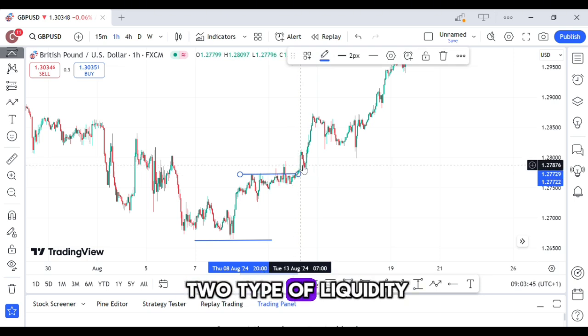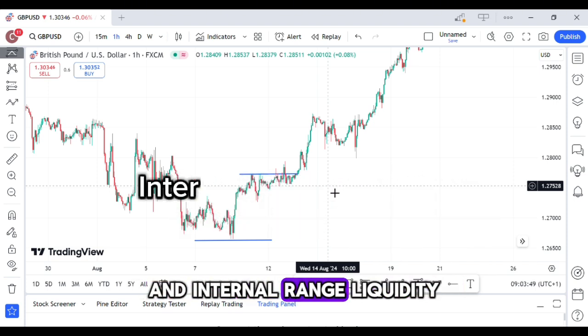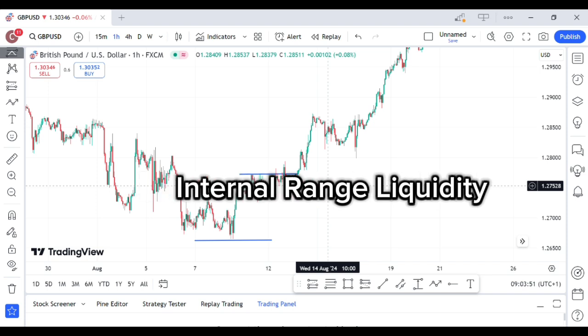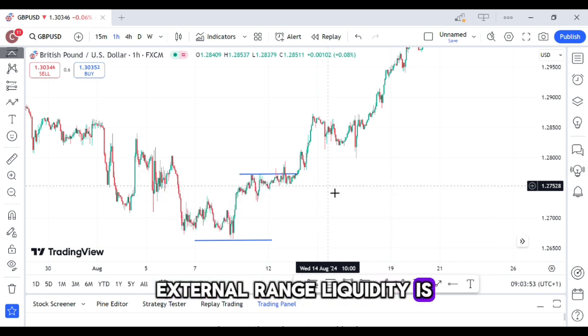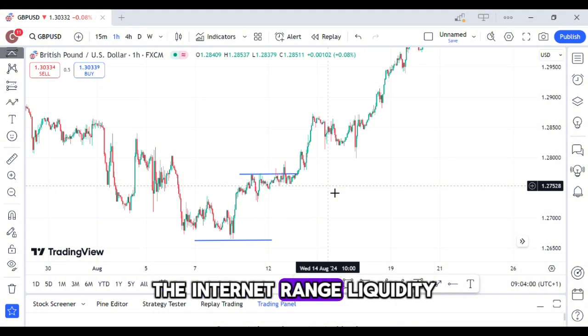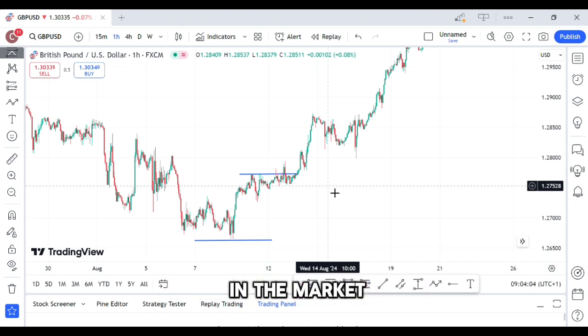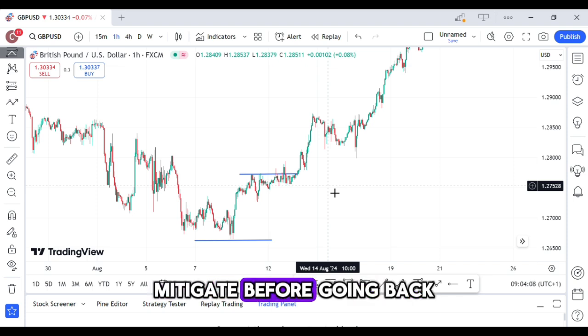There are two types of liquidity: external range liquidity and internal range liquidity. External range liquidity is a swing high or swing low in the form of buy side or sell side liquidity, while the internal range liquidity refers to the fair value gap and imbalance in the market, which price will always come to balance or mitigate before going back.